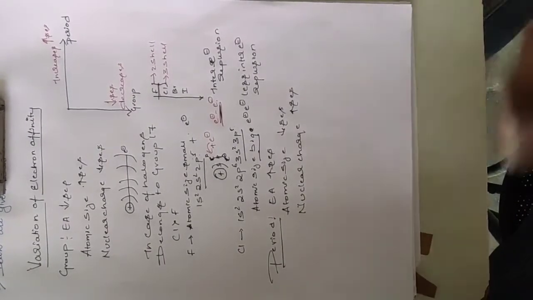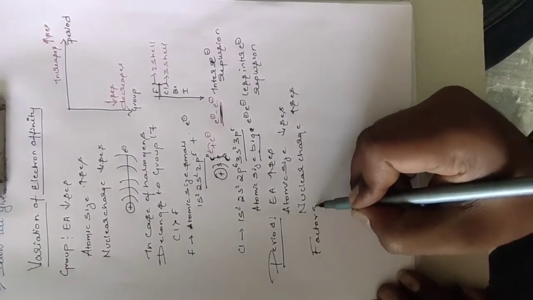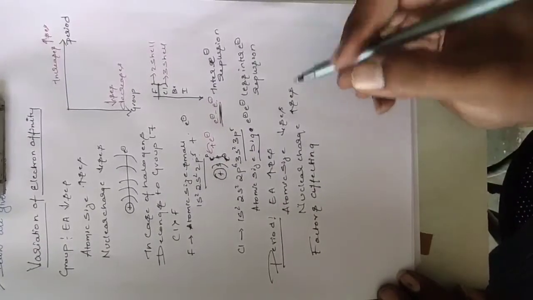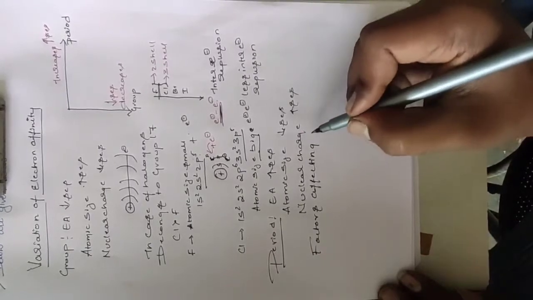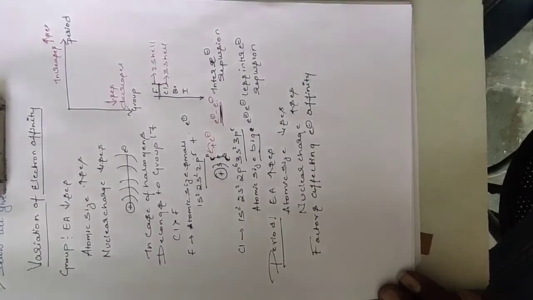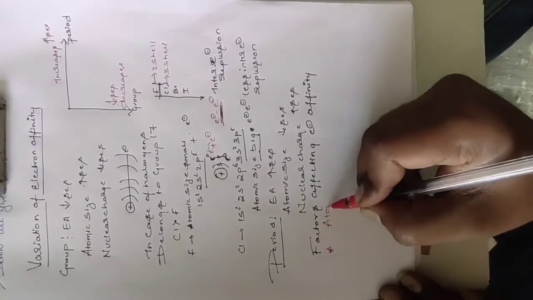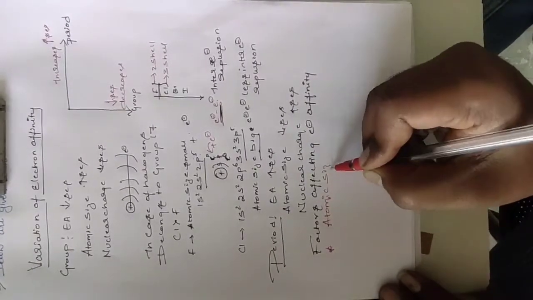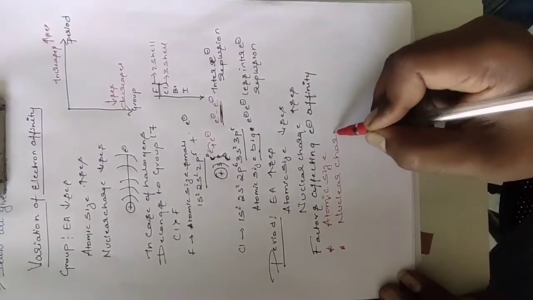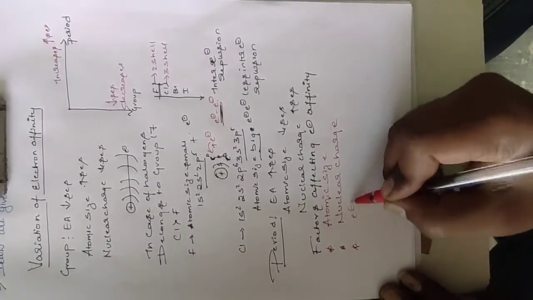Next we are going to talk about factors affecting the electron affinity. First point, atomic size, quite commonly atomic size. Second, nuclear charge. Third, electronic configuration.